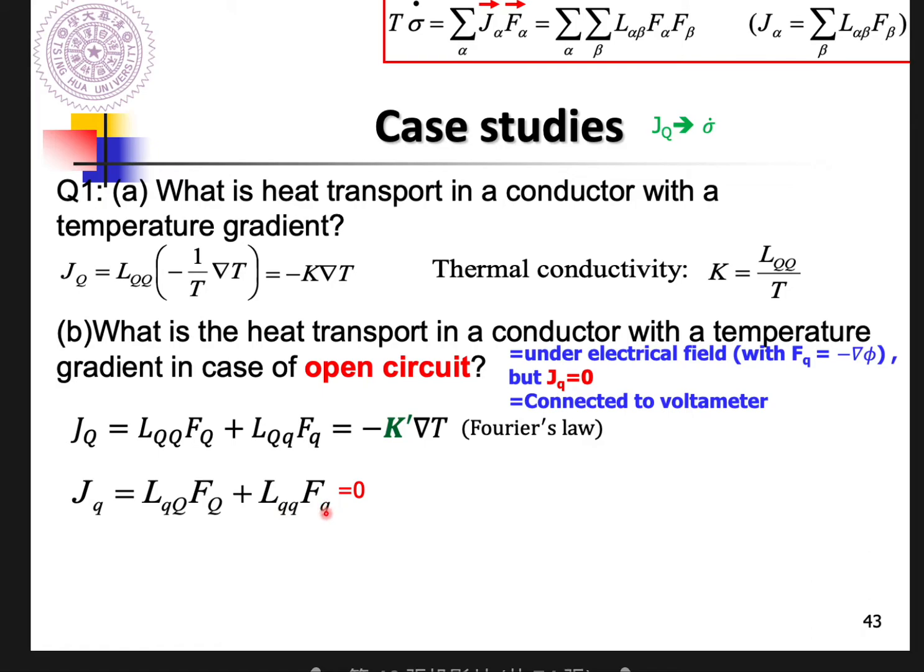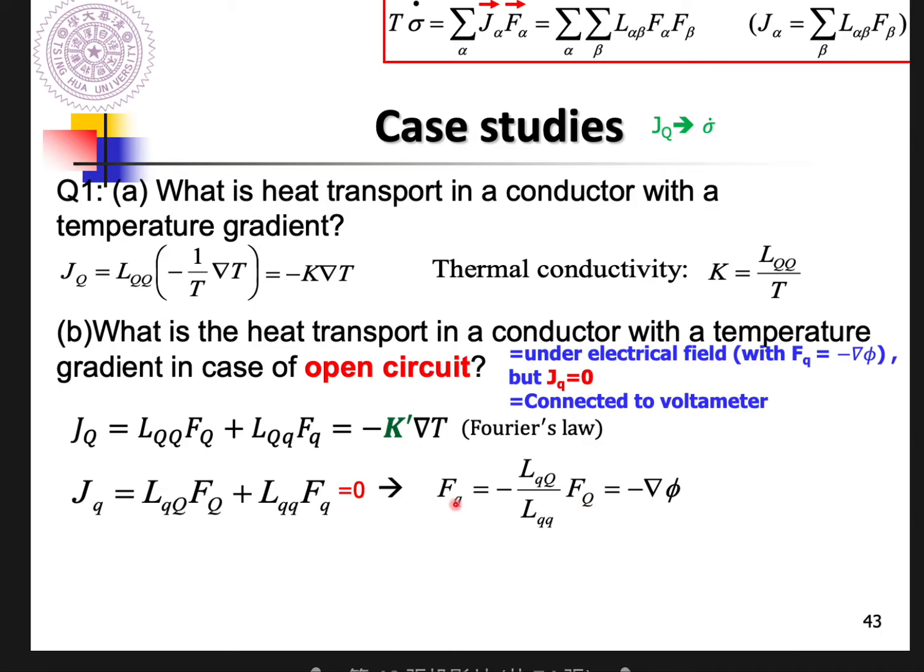Directly driven by F small q, and this is the direct coefficient, and also the coupling. The other driving force is F capital Q, and the coupling coefficient driven by F capital Q contributes to the current density. And this term, as we know, is an open circuit, so it equals 0. So from this equation, we know the relationship between F small q and F capital Q, right?